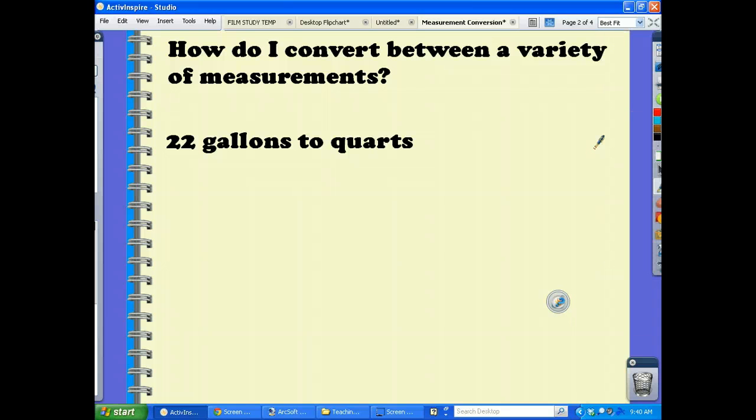In this case, I have 22 gallons and I need to convert it to quarts. So here what I want to do, I got to say 22 gallons and I want to convert it to quarts. So in this case, I want to be able to get rid of the gallons. So in order to cancel it out, I got to put that on the opposite side. So I'm going to put quarts on top. In this case, I know how many quarts are in 1 gallon. Well, there's 4 quarts per 1 gallon.